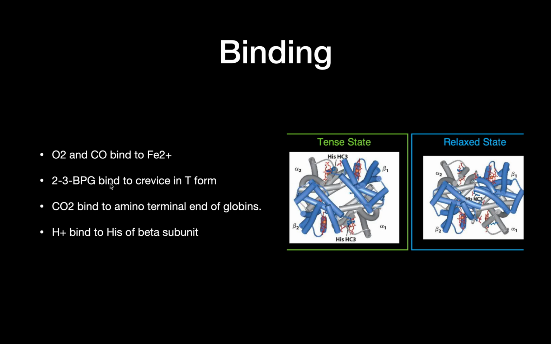2,3-BPG will bind in the crevices, like here and here in the tense form, and carbon dioxide binds to the amino terminal, so the globins, and the protons will bind to the histidines on the beta subunit.